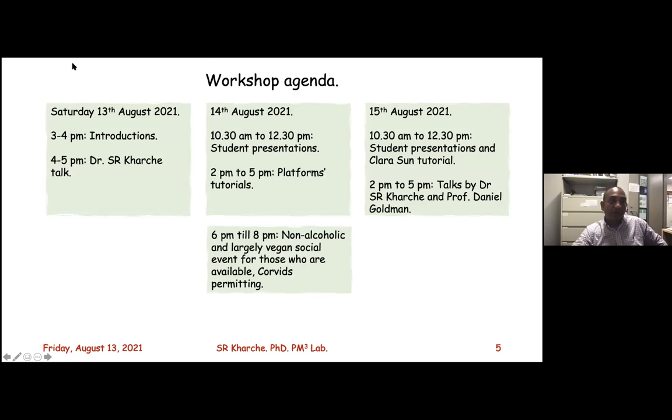Now, going over what is to happen over the next couple of days. Today, I'm looking for introductions to happen as soon as I finish, for about 50 minutes or so, after which I'll present something about the underlying physics of what we should be considering. Tomorrow, we will start at 10:30 and end at 12:30 for student presentations in the morning. And we will pick up again between 2 and 5 for tutorials about various platforms, all prepared by members of the lab. And on the last day, on Sunday, the 15th of August, the format repeats, with presentations, except when Clara is presenting her tutorial in the morning for an hour or more, followed by a couple of talks in the afternoon.